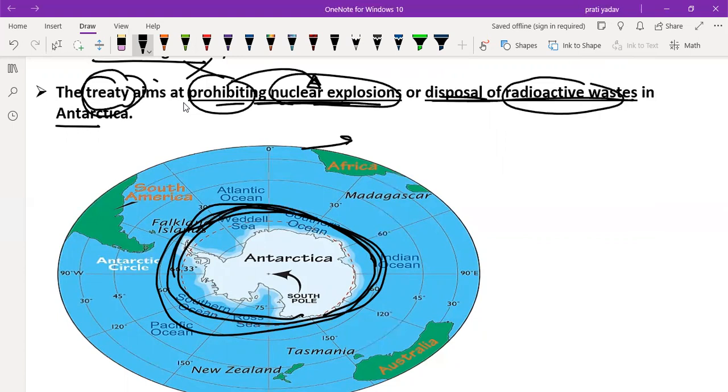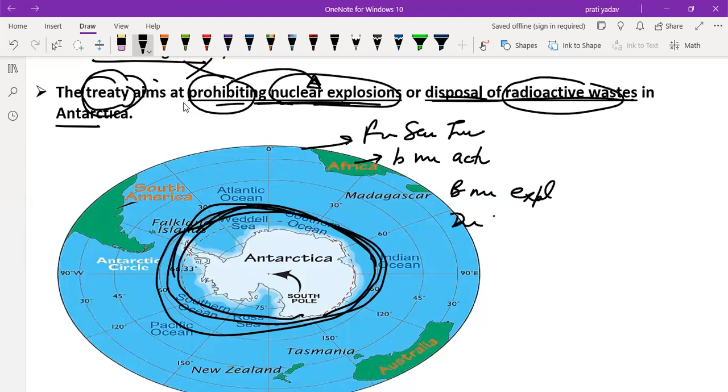This treaty talks about freedom of scientific investigation and banning military activity, as well as banning nuclear explosions or disposal of radioactive waste. Because if the treaty did not do this, many people would go to Antarctica, since there is a large space present. Many countries would go there for their military achievement, for dumping their waste, as well as for conducting exercises which are not beneficial for other countries. Under this treaty, you can go there for scientific investigation and exploration, but not for military expansion. So I hope you understand the whole idea of the Antarctica Treaty.